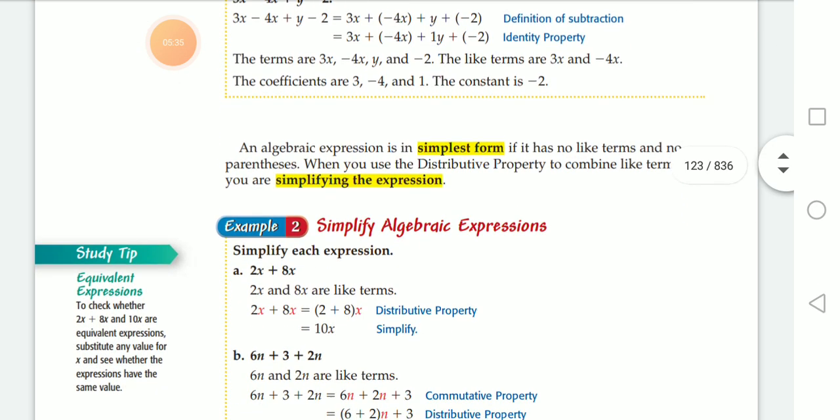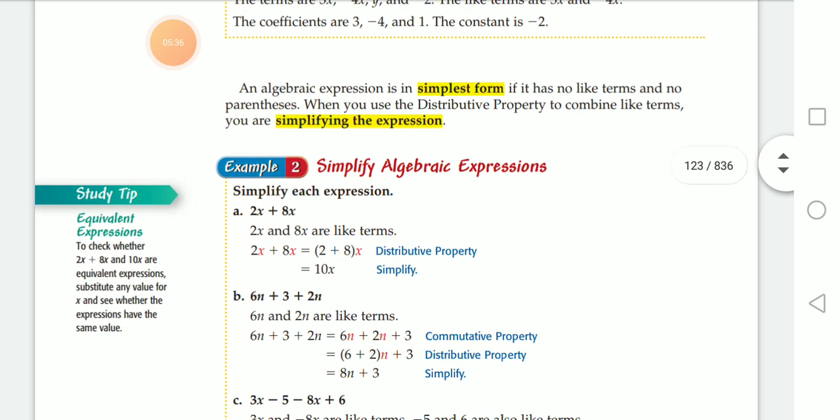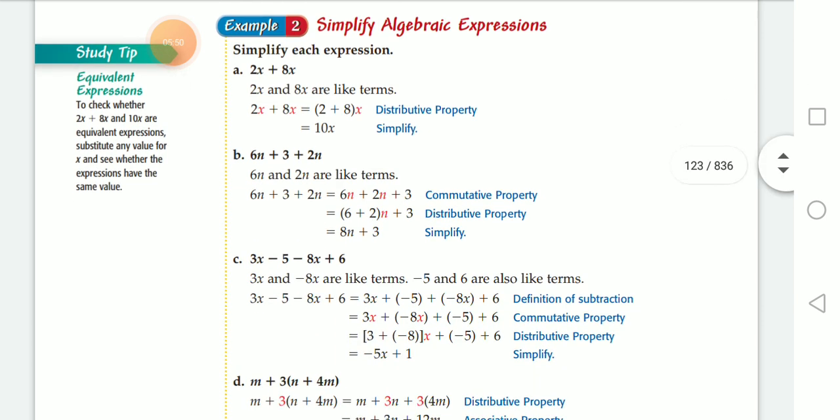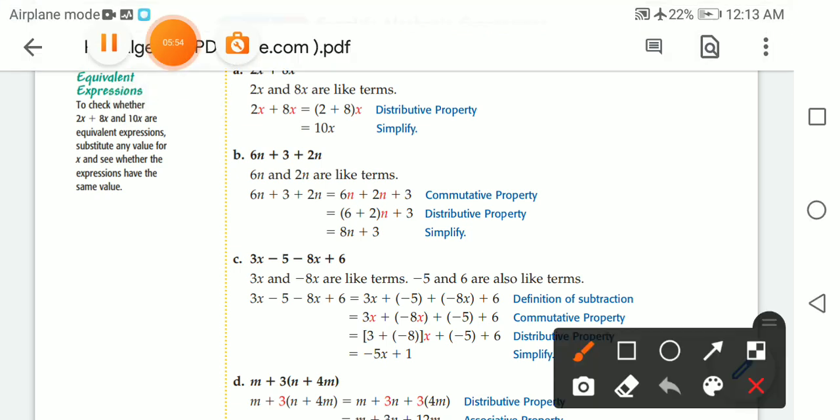Okay, an algebraic expression is in simplest form if it has no like terms and no parentheses. When you use the distributive property to combine like terms, you are simplifying the expression. So, as you see here in example 2, simplify algebraic expressions.